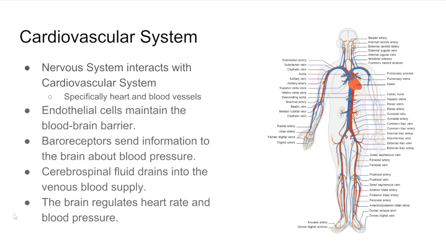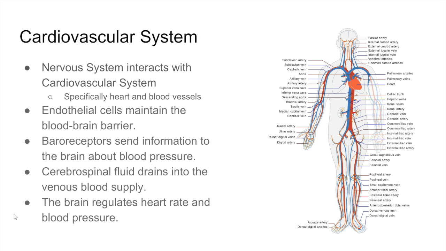For the cardiovascular system, it interacts with the nervous system, specifically its heart and blood vessels. Endothelial cells maintain the blood-brain barrier. Endothelial cells line the inside of every blood vessel in the body, and it's very extensive. The capillaries carry blood to the brain and spinal cord tissue, blocking the passage of certain substances.